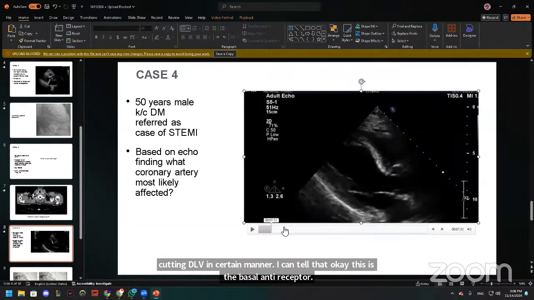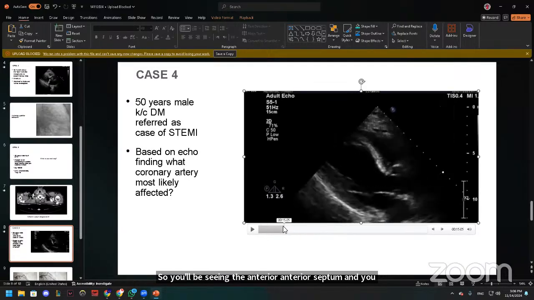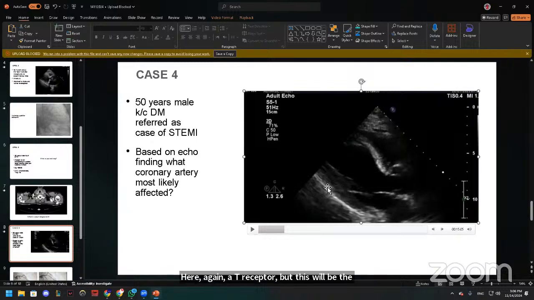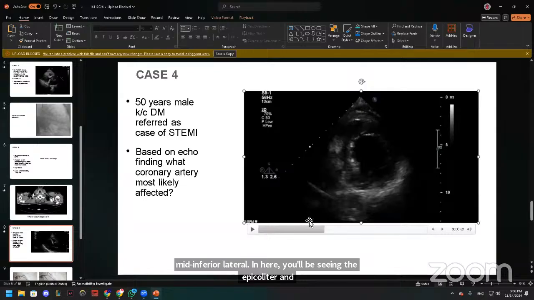Let me show you. In the parasternal view, you're cutting the LV in this plane. So you'll be seeing the anterior septal, and you'll be seeing the inferior lateral. If you go here, this is the basal anterior septal, this is the basal inferior lateral. Here, again anterior septal, but this will be the mid, this is mid inferior lateral. In here, you'll be seeing the apical anterior and apical lateral. As I said, it depends on the way you cut.